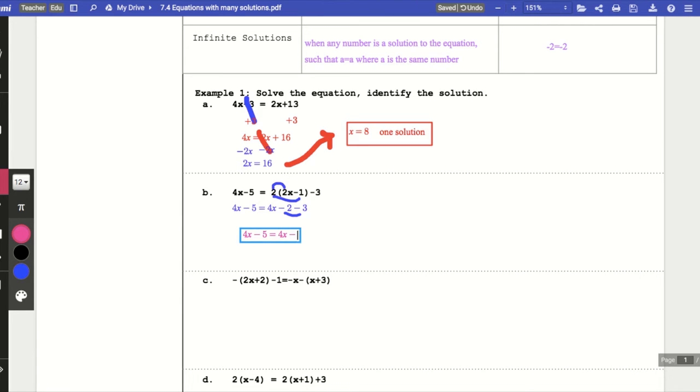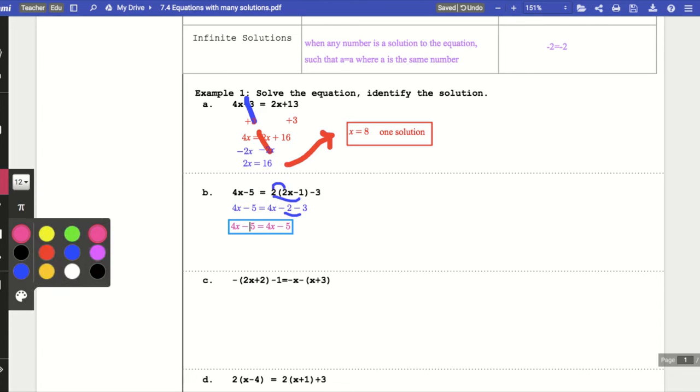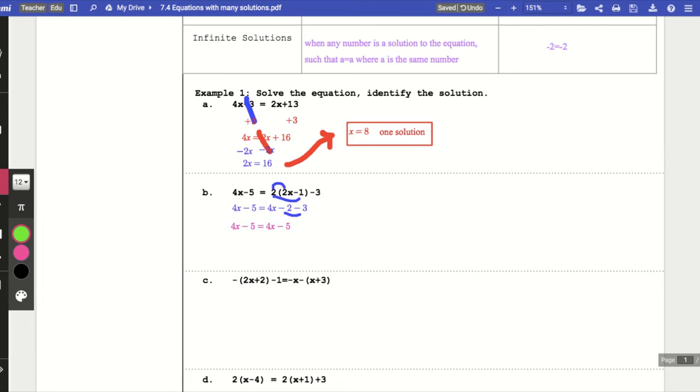So now I have 4x minus 5 equals 4x minus 5. Now I want you to take a second and make some observations about what you see here. What I see is that I have the same expression on the left that I have on the right. I'm going to see if that means anything. So let's start solving for x. I want to get my variables on the same side, so I'm going to start by subtracting 4x from both sides.